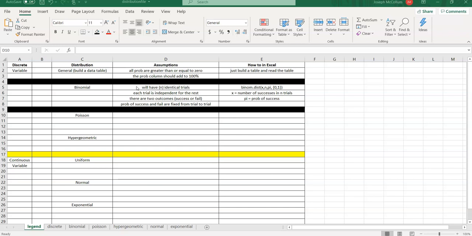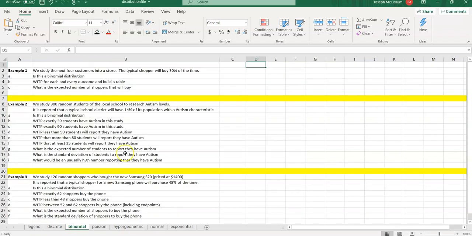All right, let's jump right into this for my examples. I have 3 examples I want to work through. We'll do one, we'll pause, let you try the second, we'll pause, let you try the third. So right off the gate, let's look at example 1. We want to study the next 4 customers into a store.